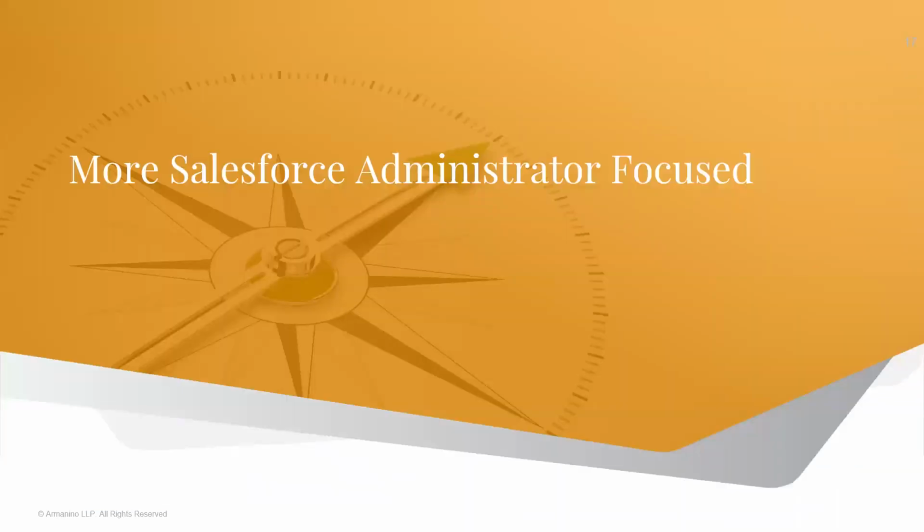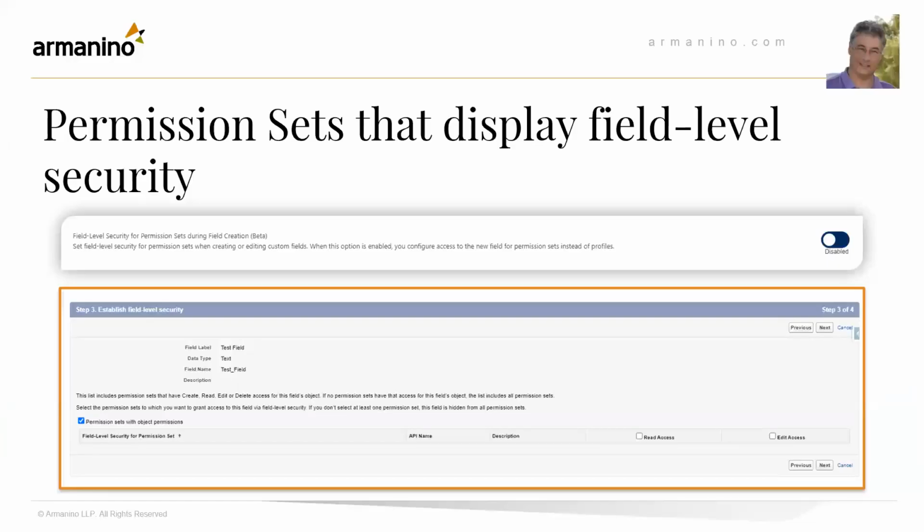let's move on to the more administrator-focused features. So as an administrator, now you can view permission sets that have create, read, edit, and delete access on the field's object by selecting permission sets with object permissions when you assign field level security, create an object, or change a field. What this really means here is that if you enable this, you are now creating field level security on permission sets and not profiles.